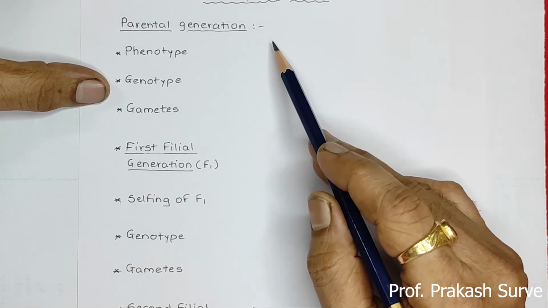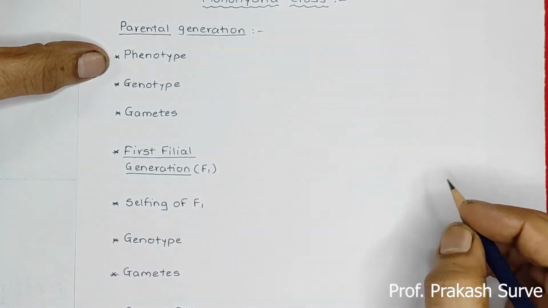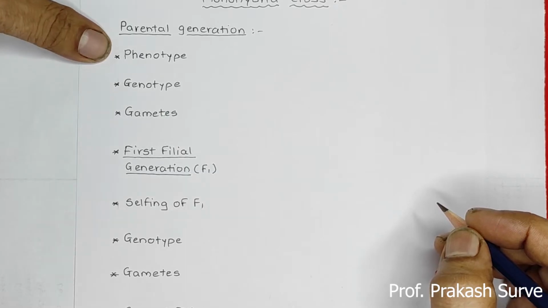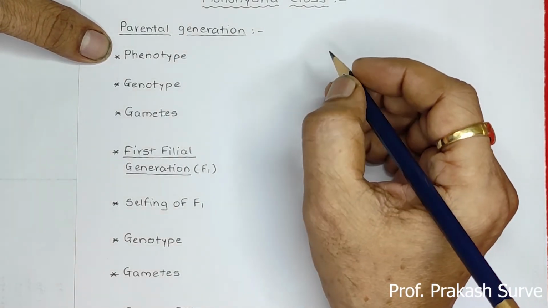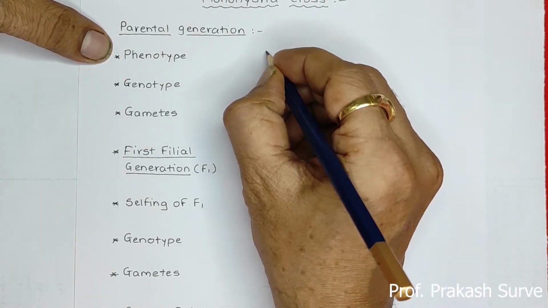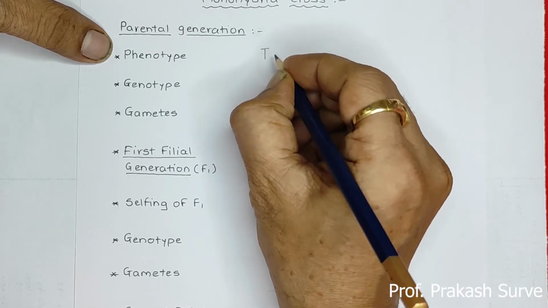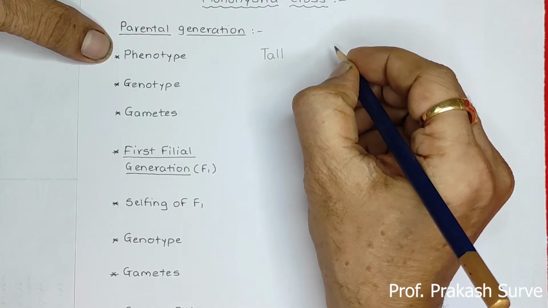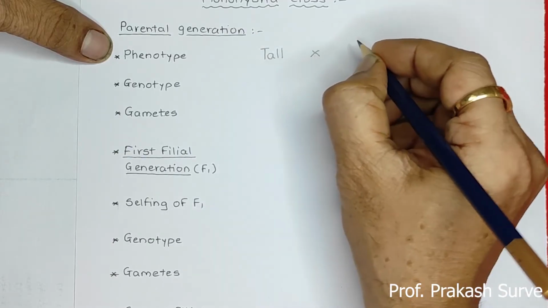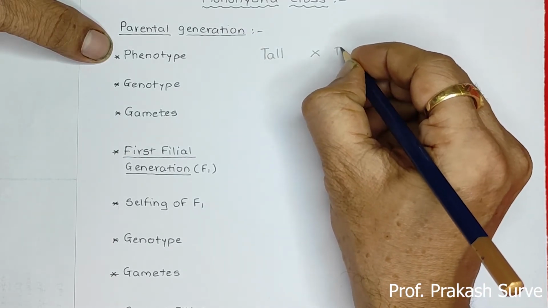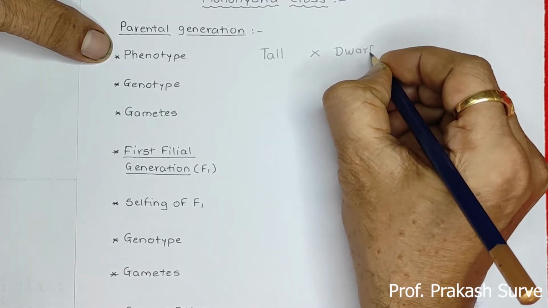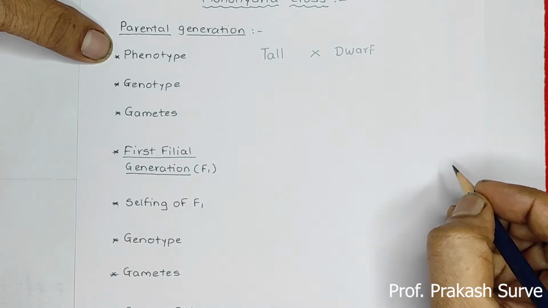So about the parental generation, what is the phenotype of the parents? Just now I said we have to cross a pure tall and a pure dwarf plant. So the phenotype we mention here is tall, and it is crossed with the dwarf. So tall is crossed with dwarf.